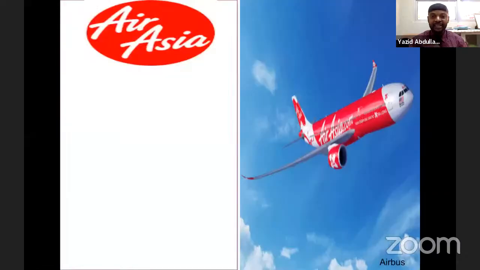So the key message here is the value that AirAsia offers to customers is that it's a low-cost carrier, and it's a very successful airline. So this is what we call the value proposition. Customers will only buy something from you when you offer something to them that has value. And the value that AirAsia offers is it's a low-cost carrier. So the next question I have for you is, how do they make money?